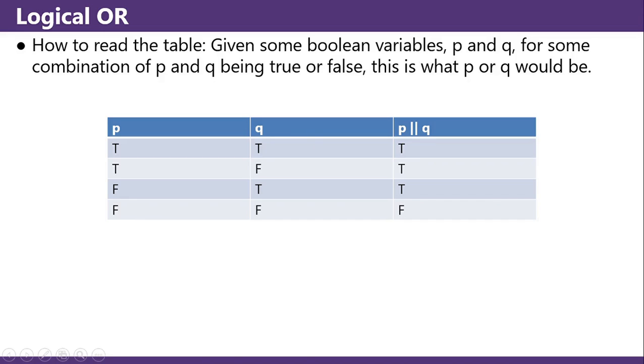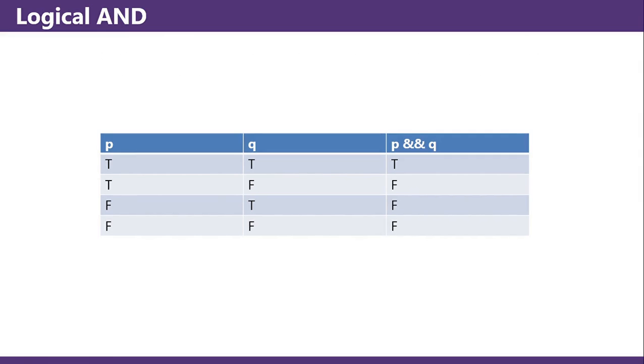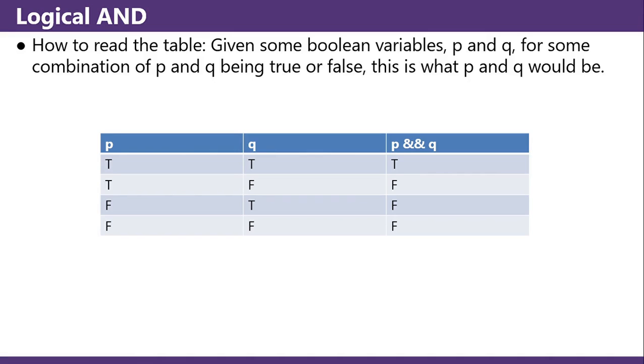Logical or. Given some Boolean variables p and q, for some combination of p and q being true and false, this is what p or q would be. The only way p or q is false is if they're both false. How to read this table for the logical and. Given some Boolean variables p and q, for some combination of p and q being true or false, this is what p and q would be. P and q is only true if they're both true.